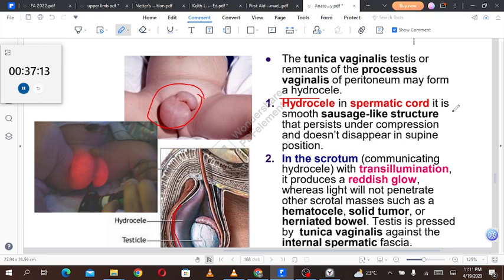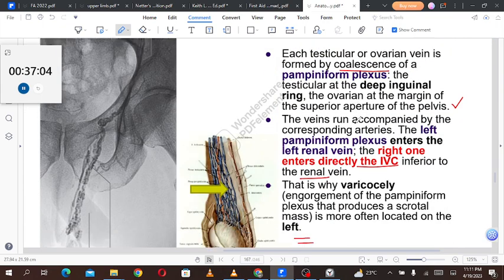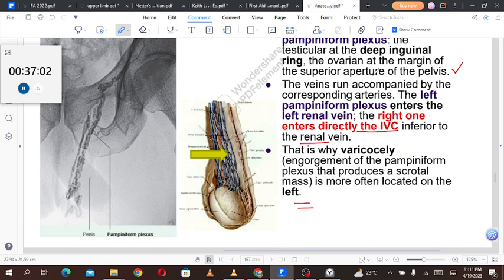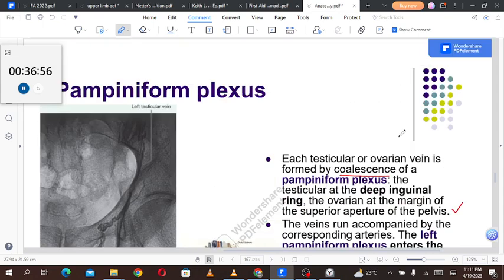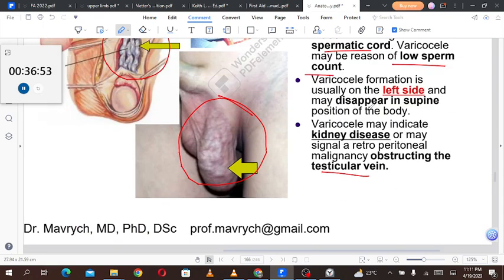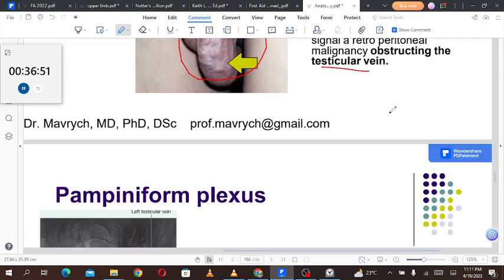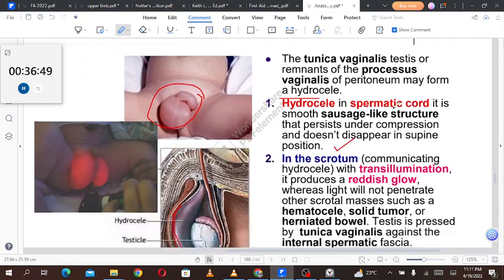Hydrocele in the spermatic cord is a smooth, sausage-like structure that persists under compression and does not disappear in the supine position. We saw previously that the varicocele was disappearing in the supine position. That disappears in the supine position of the body, while the hydrocele will not disappear in the supine position.